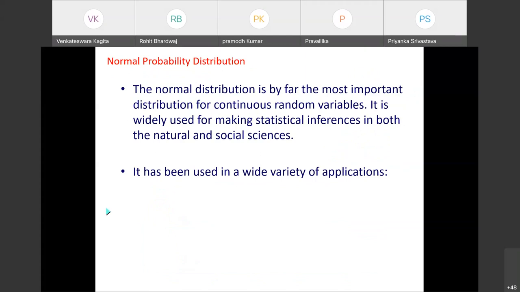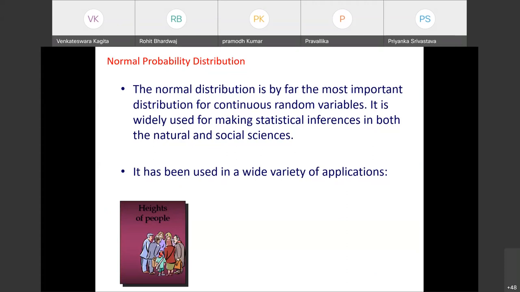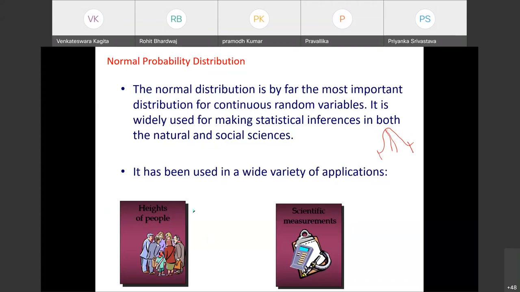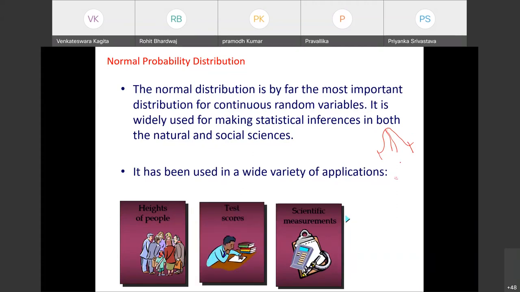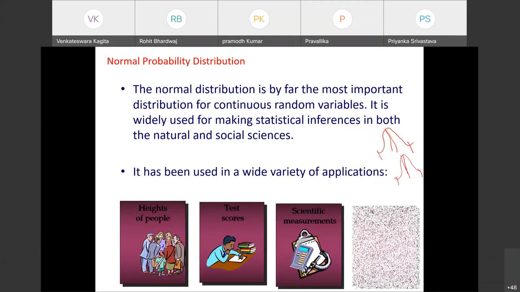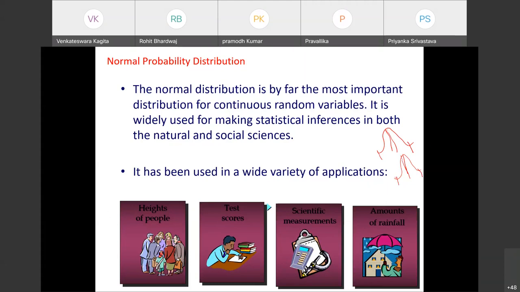A very important probability distribution, which we'll be using most often in our coming sessions, is the normal distribution. This models a continuous random variable, and it is widely used for statistical inference in both natural and social sciences. It is used in a variety of applications, like modeling the height of people. If you see the height of people, it follows the normal distribution, isn't it? Very few people with more height, very few with less height, and many people with average height. Similarly, scientific measurements and test scores also follow the normal distribution. Very few people with very high marks, very few with very low marks, and many of them around the average. And amounts of rainfall also follow the normal distribution.